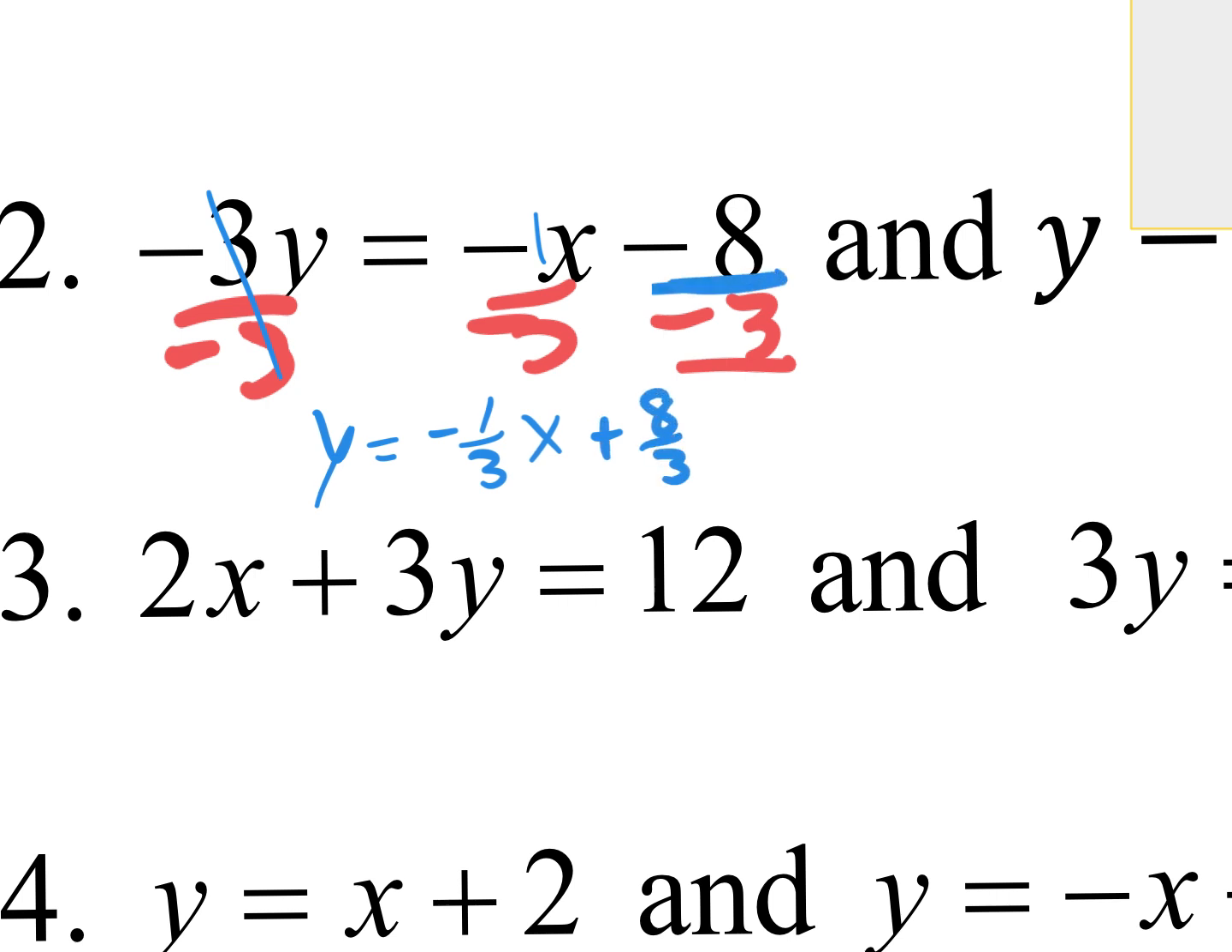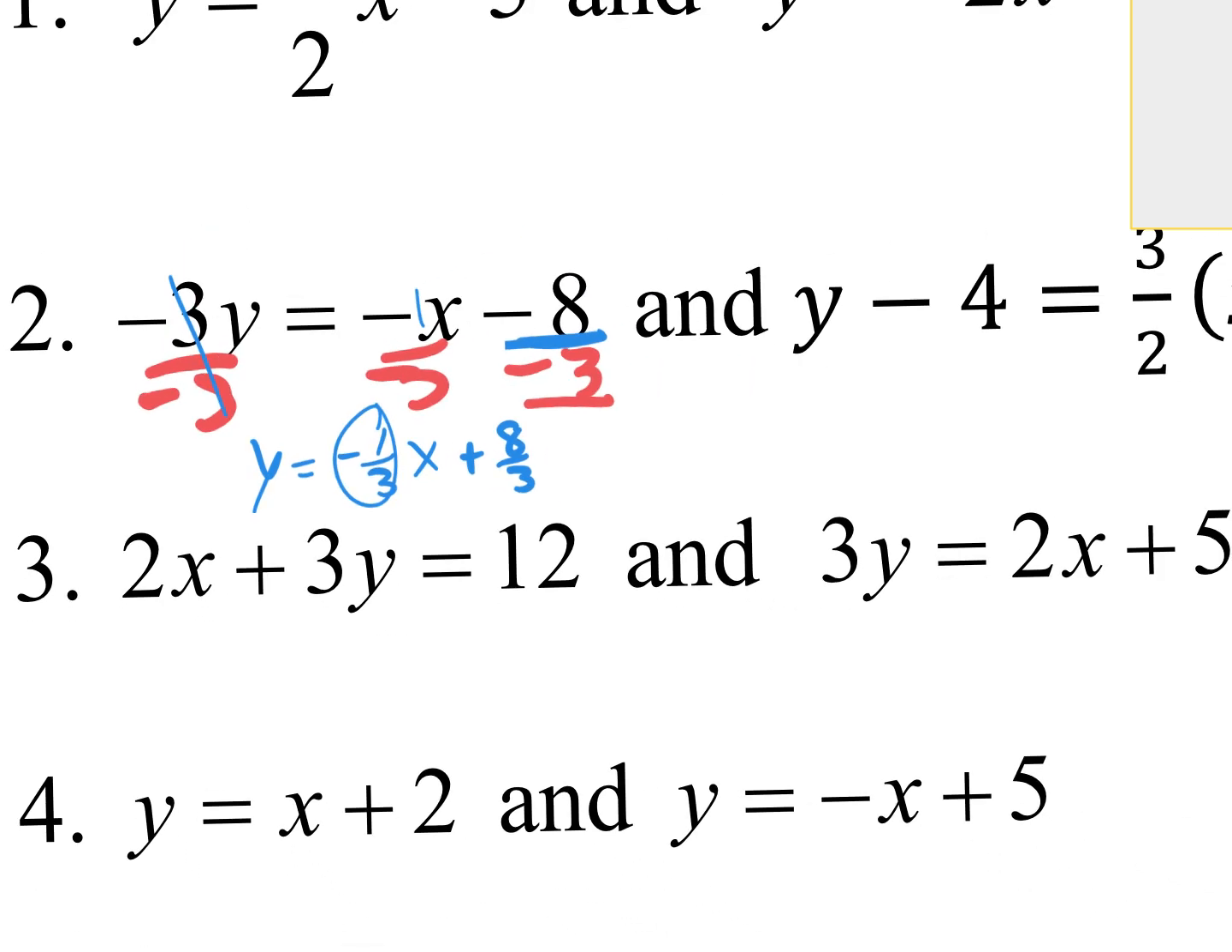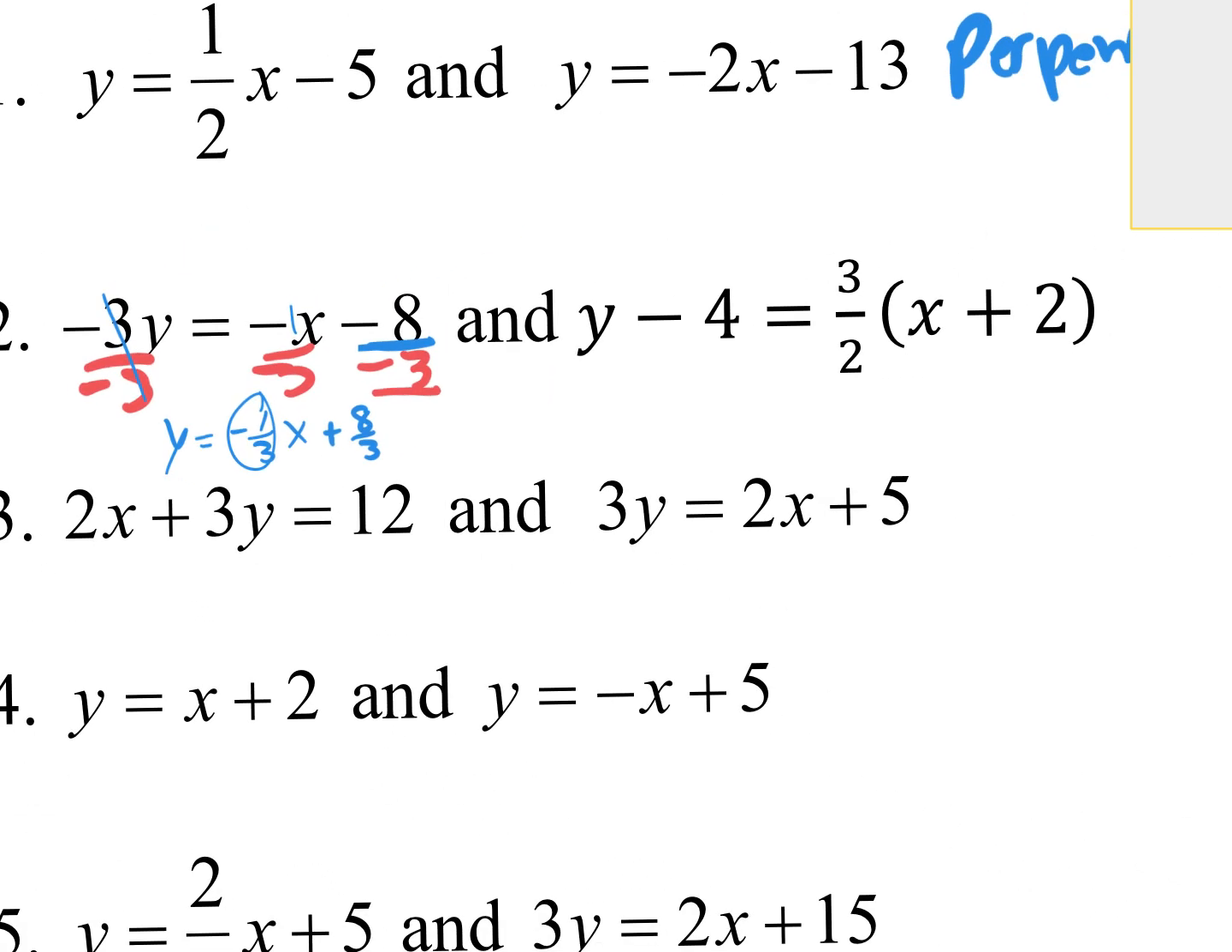But all we care about is the slope. And the slope here is -1/3 in front of the x. And if you compare that -1/3 to this 3/2, are they identical? No, so they're not parallel. Are they opposite reciprocals? No, they're not. So right here you would say neither. Neither. Okay.